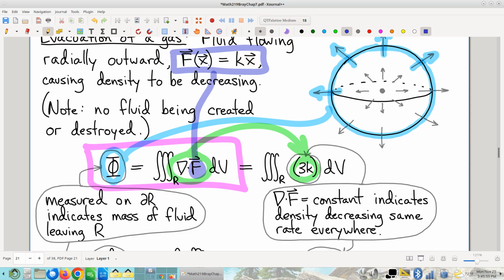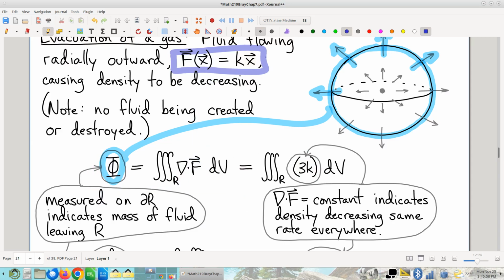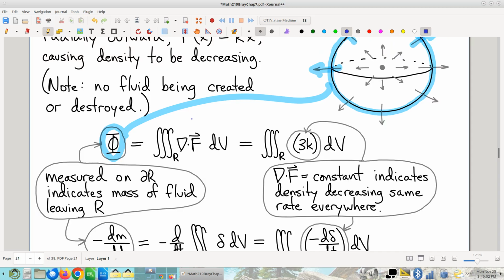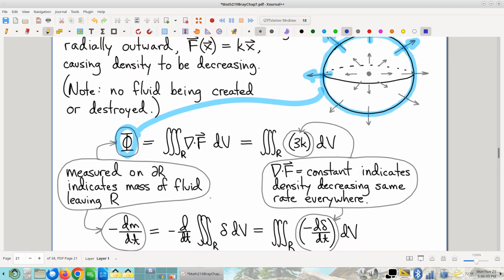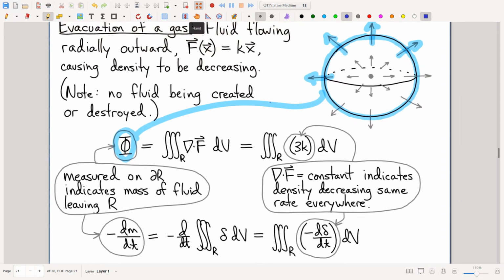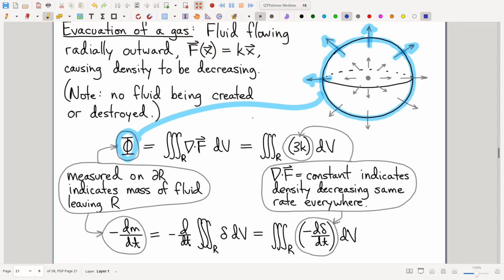Okay. Now I'm going to make a different argument. And that is, if I'm keeping track, I would like just a little bit more room here. And let me do that also. Ooh, now I can expand. Let's do it like that. So if I'm keeping track of how much gas remains inside of the sphere here, I argue that the flux is telling me the rate that mass of gas inside of the sphere is decreasing.